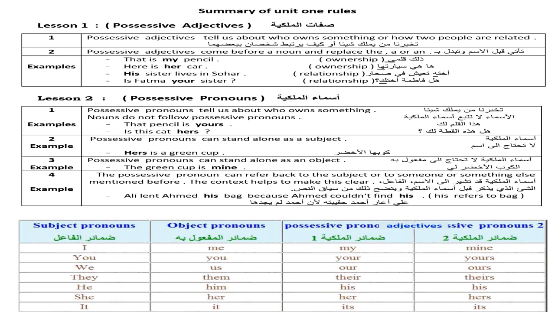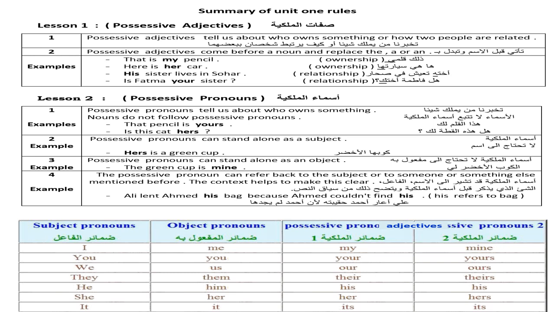Possessive pronouns. Number one, possessive pronouns tell us about who owns something. Nouns don't follow possessive pronouns. That pencil is yours. Is this cat hers? Possessive pronouns can stand alone as a subject.